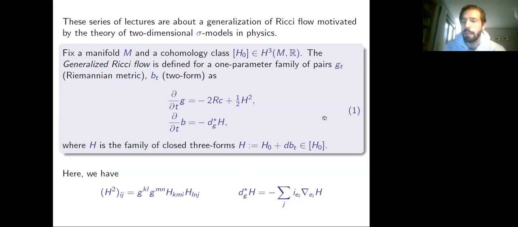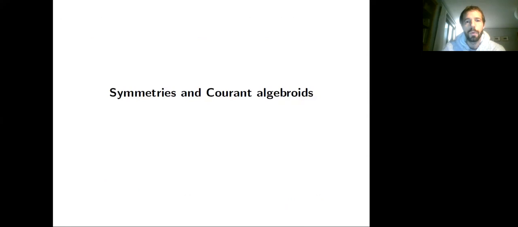So the other day I introduced a bit the motivation coming from physics, from two-dimensional sigma models, and I also mentioned some paradigmatic examples where you can see that there are qualitative differences between the usual Ricci flow and generalized Ricci flow. So what I want to talk about today first is the symmetries of these equations and their relation with Courant algebroids. Okay, and then once I talk a little bit about this, I will move on to talk about generalized geometry.